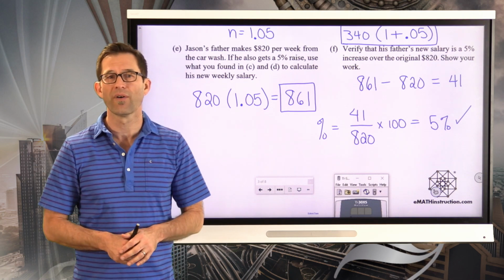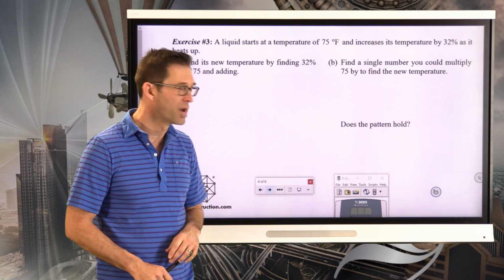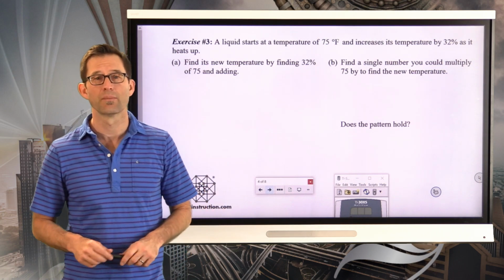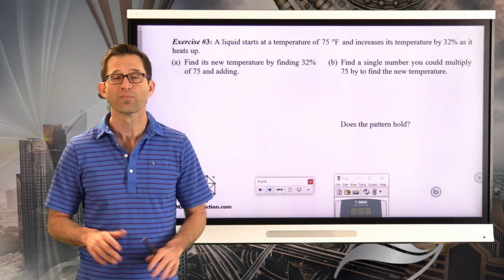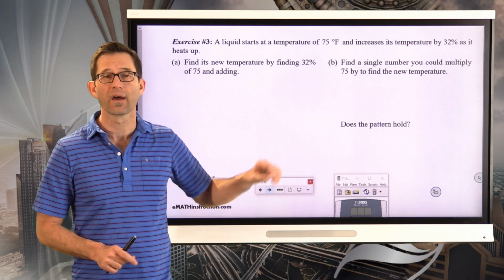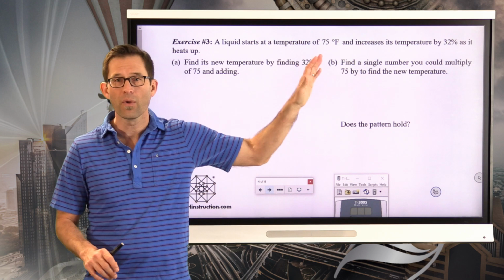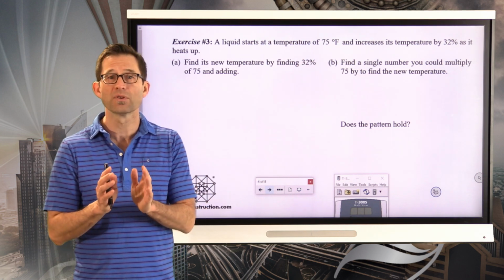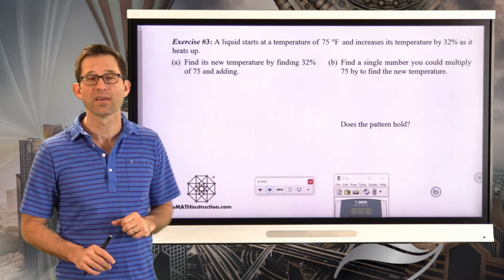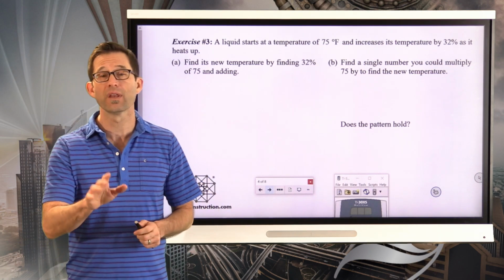Let's make sure, though, that this pattern works regardless of what the percent raise is. You know, here we only dealt with a 5% raise. Let's take a look at another percent increase problem. Exercise number 3. A liquid starts at a temperature of 75 degrees Fahrenheit and increases its temperature by 32% as it heats up. Find its new temperature by finding 32% of 75 and adding. All right, so in other words, I want you to do letter A kind of the old-fashioned way. I want you to find out what 32% of 75 is, which is how much the temperature is going to go up, then add it to 75 to get the new temperature. Pause the video now and go ahead and do that.